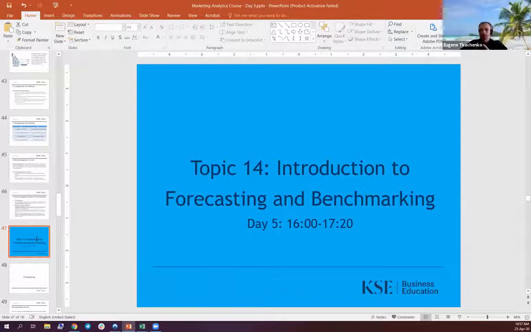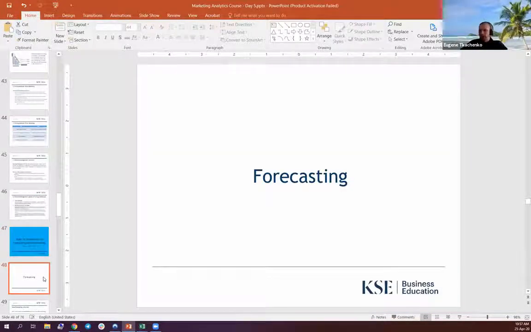So this part, topic or lecture number 14, it's more just for your own inspiration and just to give you the overview of certain techniques. But again, it's not going to be like the actual exam question and the actual task. So don't worry about that. So let's talk briefly about forecasting.